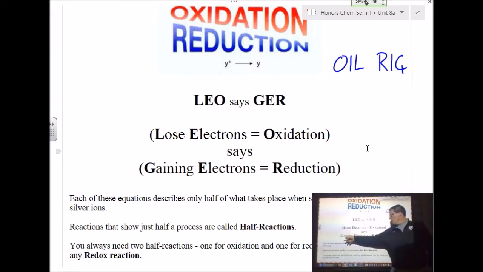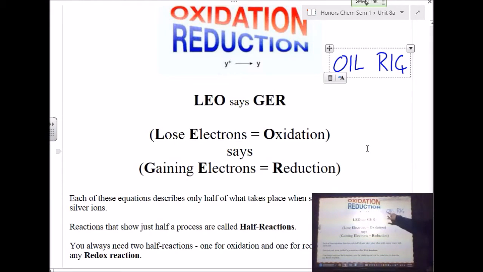And if somebody's giving away electrons, something else has to take those electrons. And that's what this is. Gaining electrons is reduction, or reduced. So you have to have somebody that's willing to give away the electrons, and somebody that's willing to take those electrons. Now, oil rig: oxidation is losing electrons, reduction is gaining. Same principle, just another way to think about it.